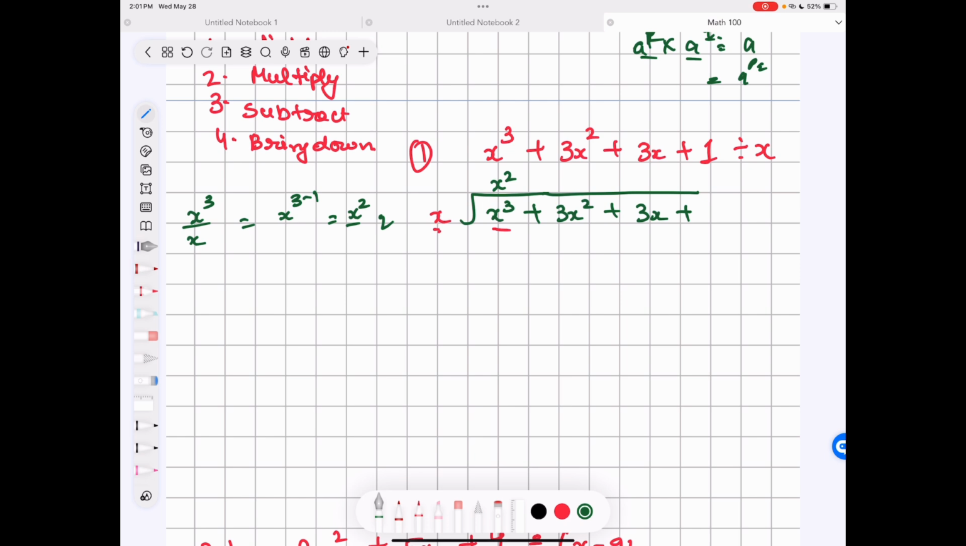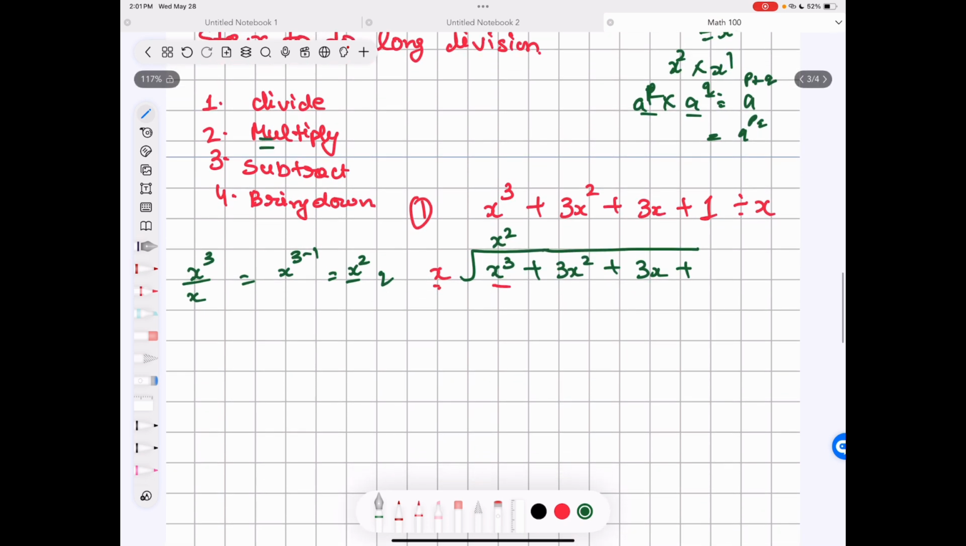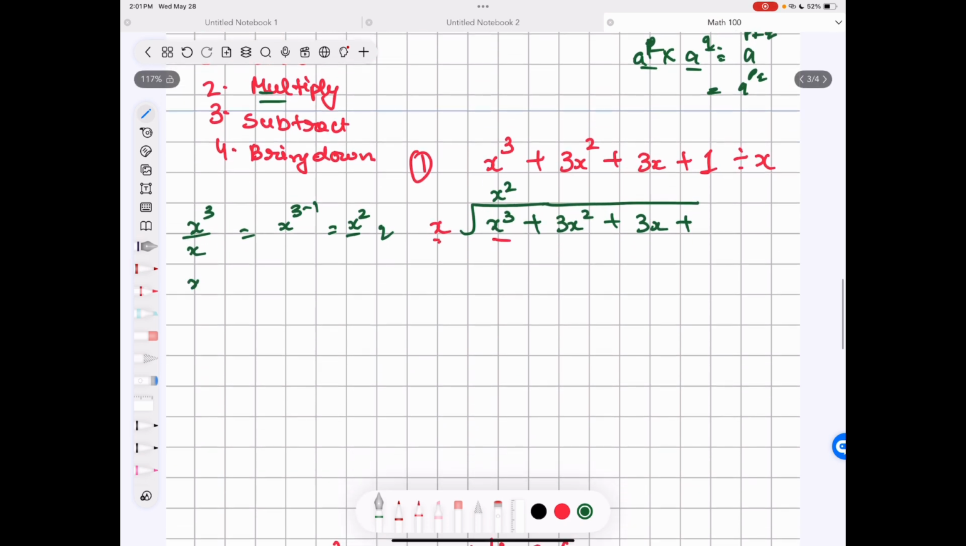Next step is multiply. So we're gonna multiply x to the power 2 into x. We have x to the power 1 here. So we add x to the power 2 plus x to the power 1, we get x to the power 3. So in order to get x to the power 3, we multiply x to the power 2 into x to the power 1, which gives us x to the power 3.